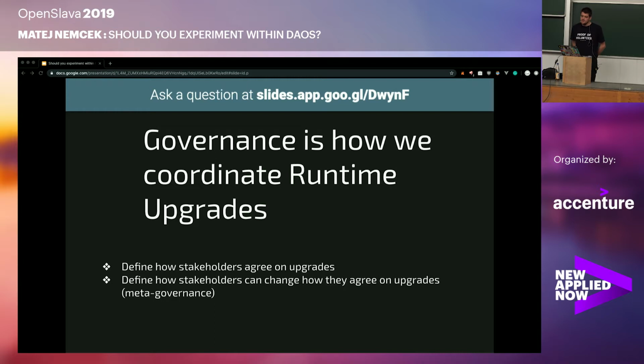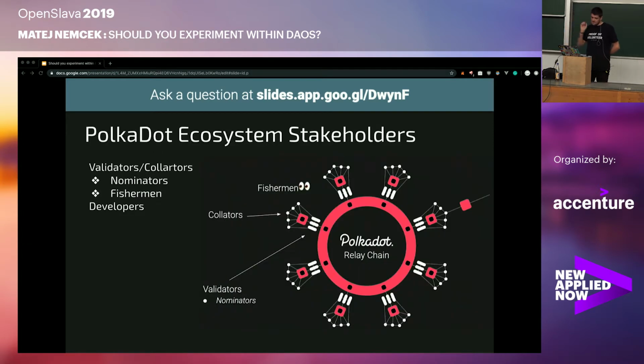In Polkadot, there is governance focused on how we do runtime upgrades in the chain. We defined how our stakeholders agree on particular upgrades, but we actually need to define how the stakeholders can change how they agree on the upgrades. This is what the whole Polkadot looks like. You have validators, collators, nominators, fishermen, and developers. These are the key personas of the whole network, which are decision makers.